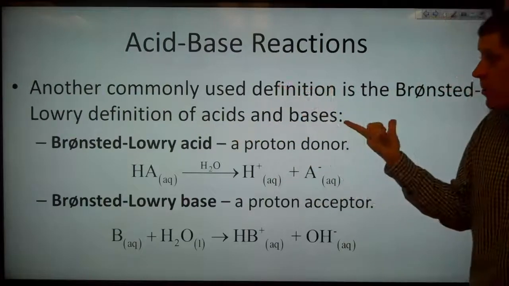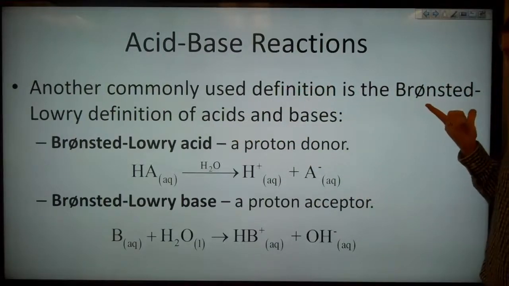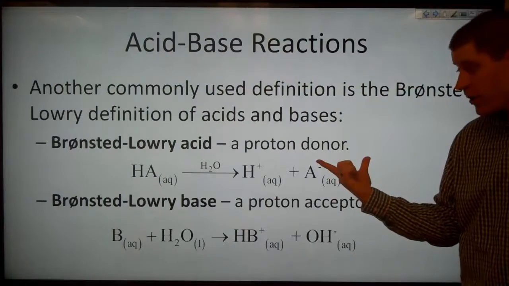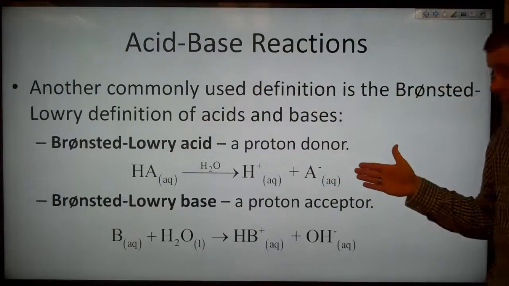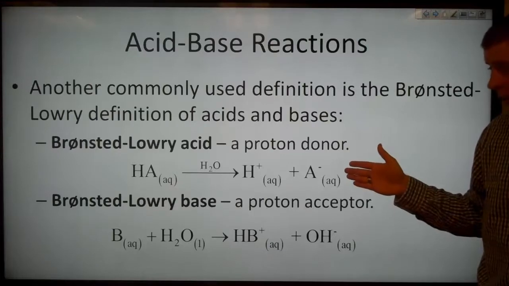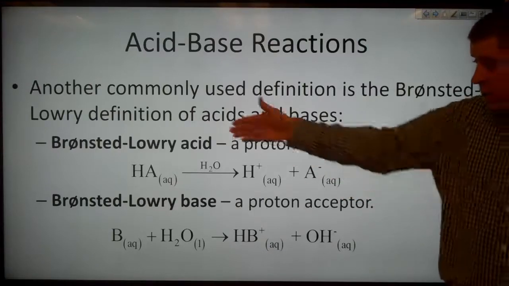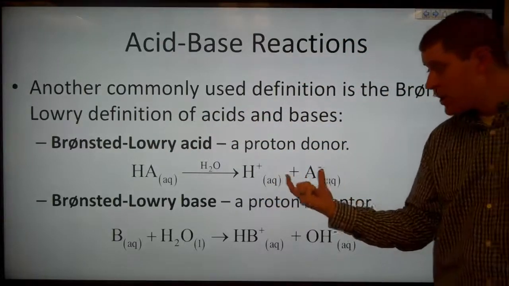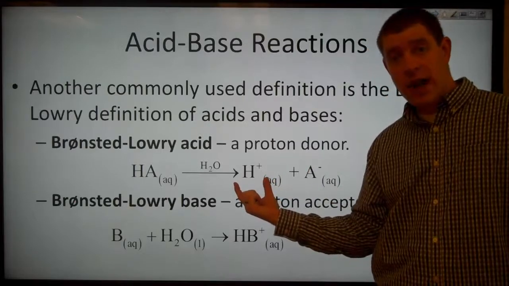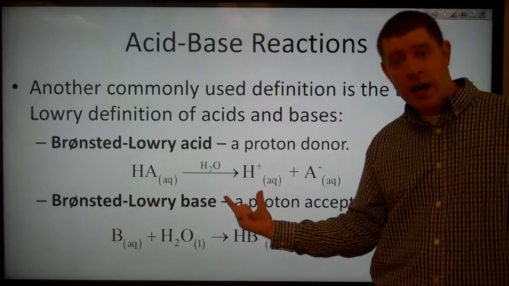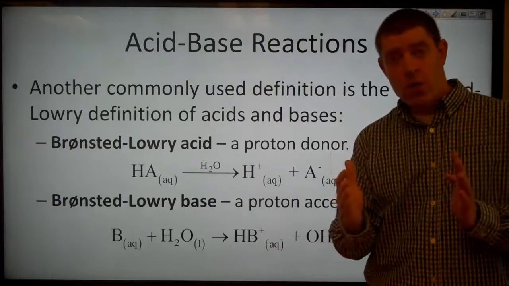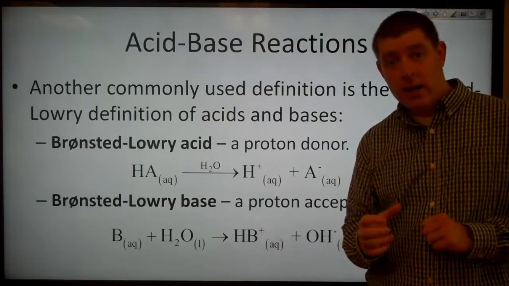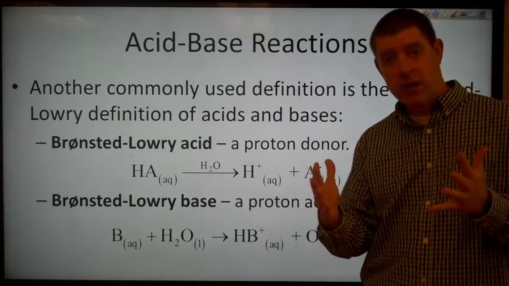Another commonly used definition is the Brønsted-Lowry definition of acids and bases. The Brønsted-Lowry acid is a proton donor. Again, we have the same chemical reaction that we had with the Arrhenius acid: HA in water gives H plus and A minus, only in this case, the hydrogen ion is what we're calling a proton. Hydrogen starts out with one proton and one electron. If we ionize the hydrogen to become a hydrogen ion, we've removed that one electron, so now all we have left is a proton.